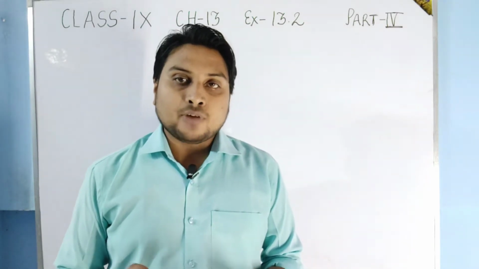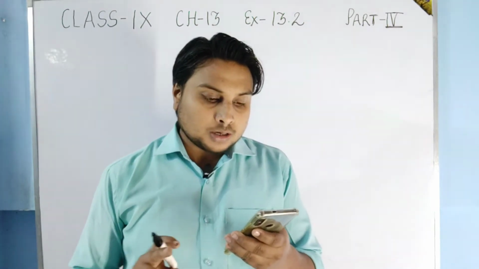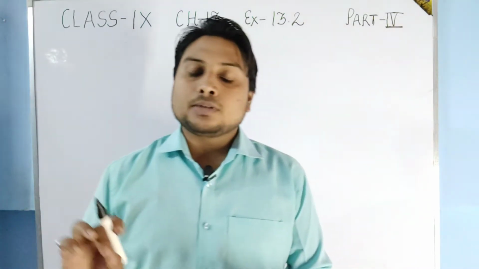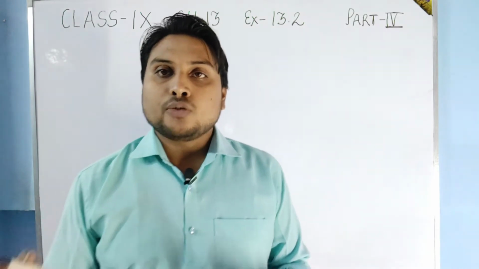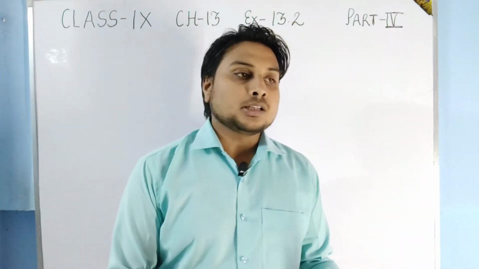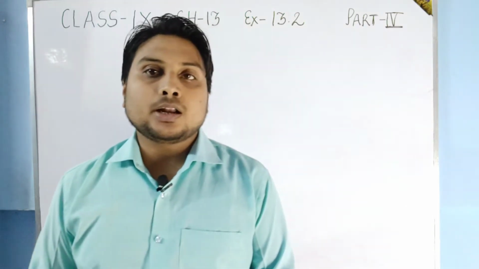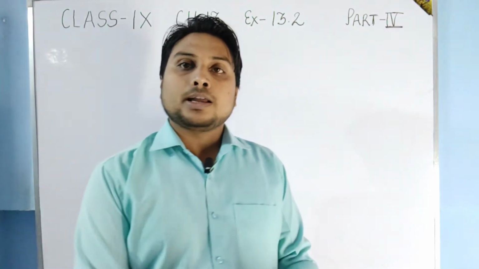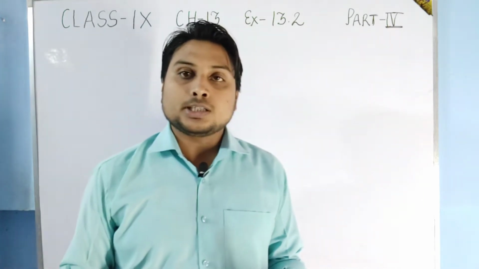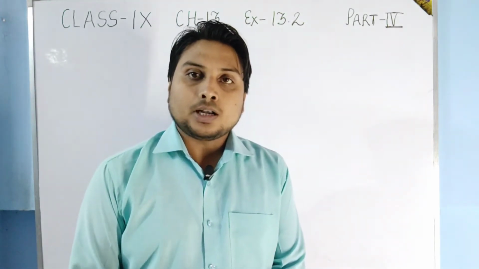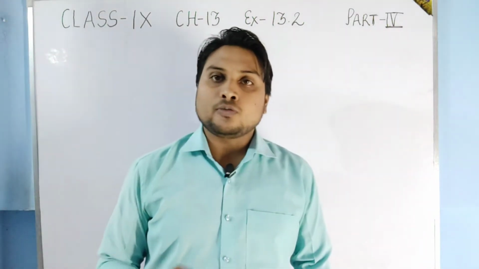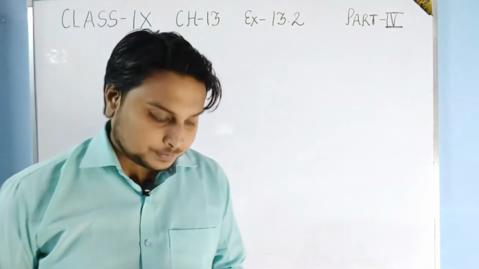One more thing students, do not get confused: height is given in meter and diameter is given in centimeter. So firstly, change them into the same unit, meaning convert the height into centimeter, or you can convert the diameter into meter. Firstly make them in the same unit and then solve the question. So in question number 2, you will find the total surface area.